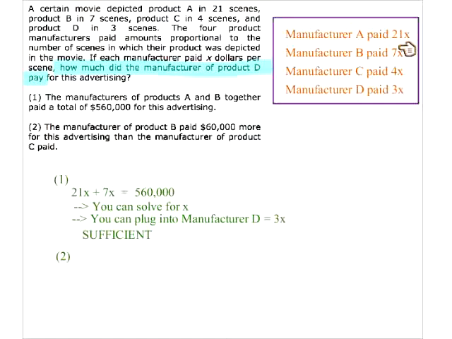I'm sorry, I don't know what a ratio box is. So, all right.